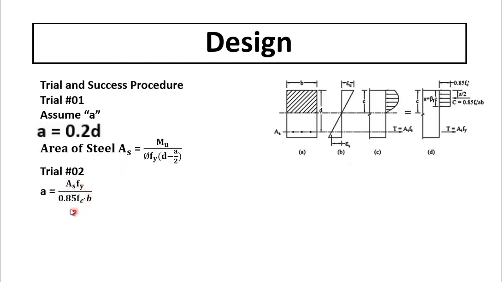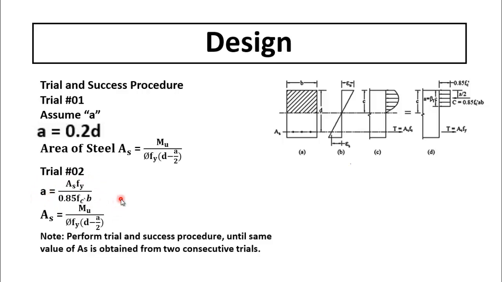Fy is the yield strength, 0.85 is a constant, Fc prime is the crushing or ultimate strength of concrete, and B is the breadth of the beam. Then you have to determine the area of steel again by using the same equation, just changing the value of A. In trial 1, we used the value of A which we assumed. Now in trial number 2, we will use the value of A which we determined from this equation.